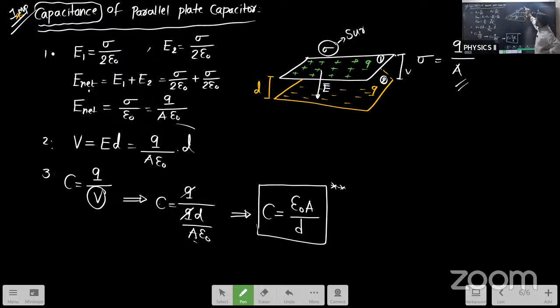What is the name of this? Surface charge density. So what is the definition for surface charge density? It is defined as charge per unit area.